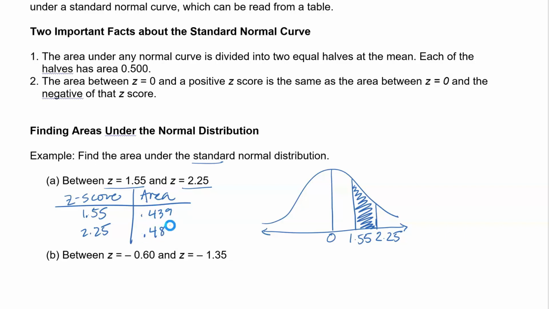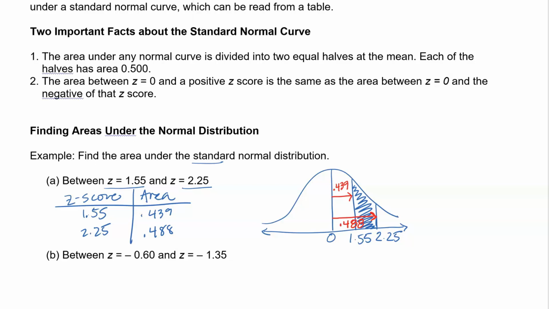And 0.488. Okay, so 0.439. Remember that the area is always the area from the z-score, so I'm going to use a different color here so we can see it's from the z-score to 0, or from 0 to the z-score. So from 0 to 1.55, the area is 0.439, and from 0 to 2.25, the area is 0.488. Okay, notice that neither one of these numbers is the blue shaded region, so we're going to have to do a little work here.